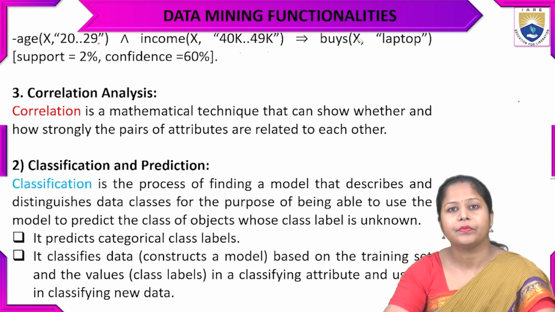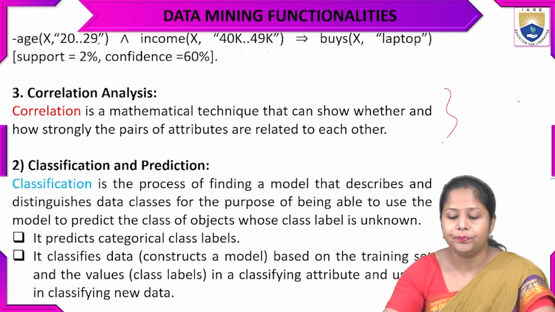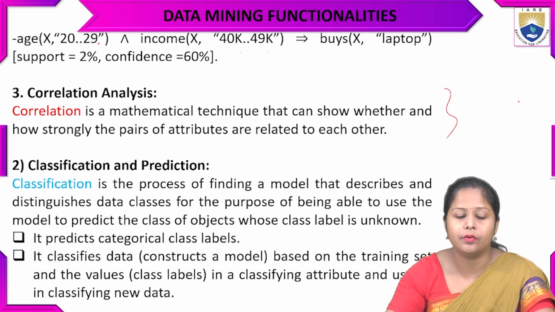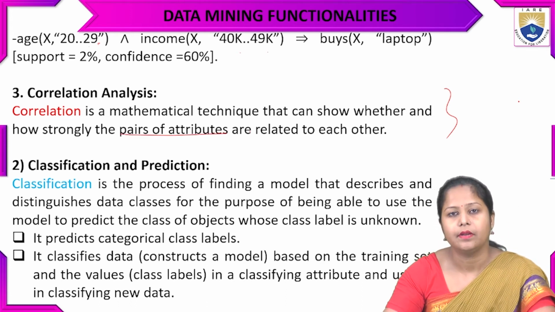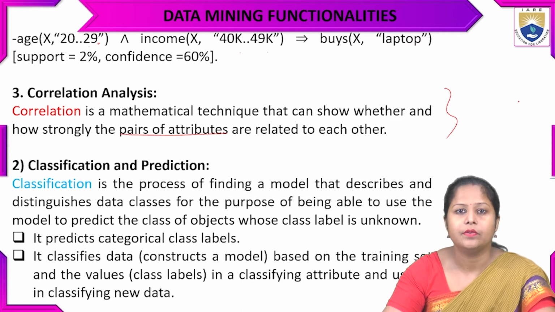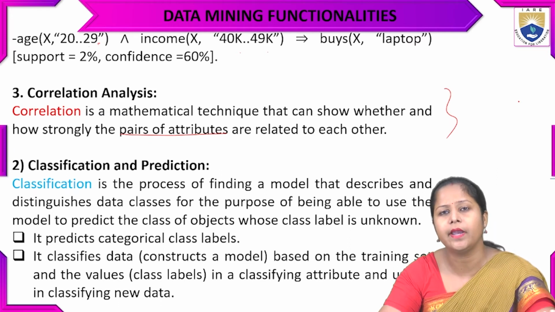Correlation analysis. Correlation is a mathematical technique that can show whether and how pairs of attributes are related to each other, how they are correlated, how they are relative to each other. So if one item is dependent on the other item, there will be a correlation between them. So here is a mathematical formula technique to identify that.